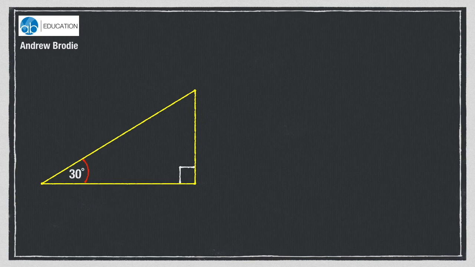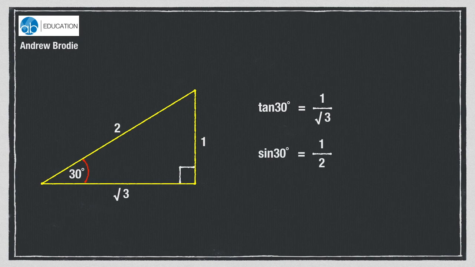Here is another right-angled triangle that you need to remember. The right angle is, of course, 90 degrees. One of the other two angles is 30 degrees. The side opposite is 1, the hypotenuse is 2, and the adjacent is root 3. Tan 30 is opposite over adjacent, so it's 1 over root 3. Sin 30 is opposite over hypotenuse, so it's 1 over 2, which is a half. Cos 30 is adjacent over hypotenuse, so it's root 3 over 2. You need to know these facts.